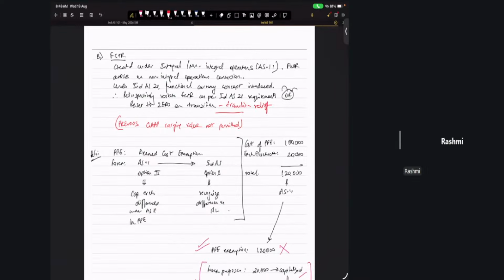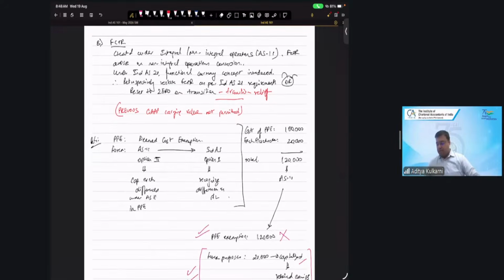Then we move to the third one, property, plant and equipment. Now, property, plant and equipment, what are your transition impacts? See, you can go back in time and do the Ind AS applicability, or you can go for a deemed cost exemption.